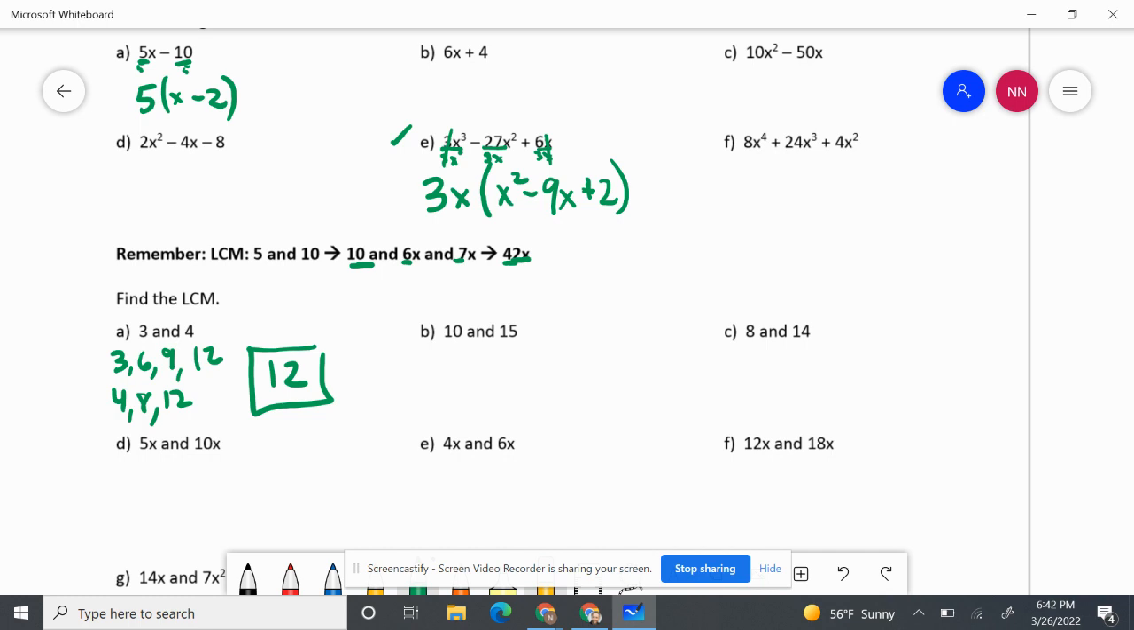Now, if we're looking at 4x and 6x, we know that they both have an x in common. That's pretty easy to figure out. 4 is 4, 8, 12. 6 is 6 and 12. Notice that the first number that they have in common is 12. So 12x would be our answer.